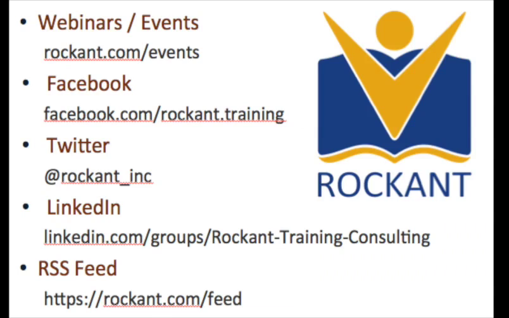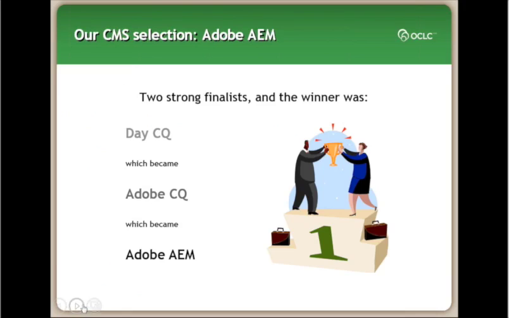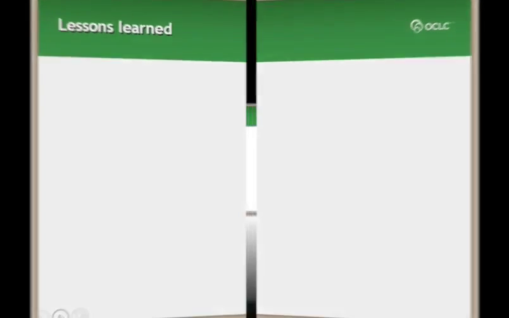So when all was said and done, we ended up with 2 very strong finalists at the end of our selection process. And we decided to go with DayCQ. Now, remember I told you about the mergers and acquisitions that were going on at the time? Well, DayCQ became Adobe CQ. And Adobe CQ has rebranded now and become Adobe Experience Manager. But because we started with it as CQ, it just is still our favorite name for our internal authoring system.